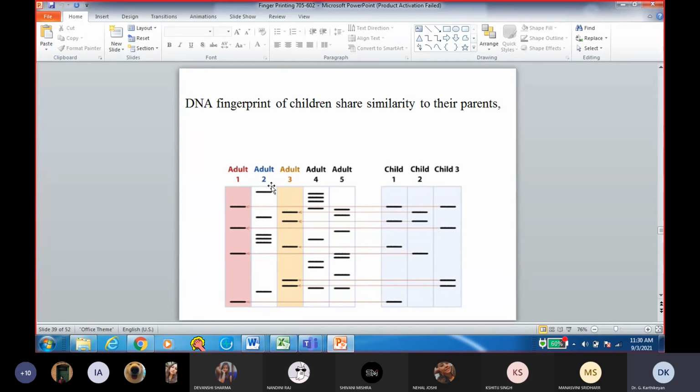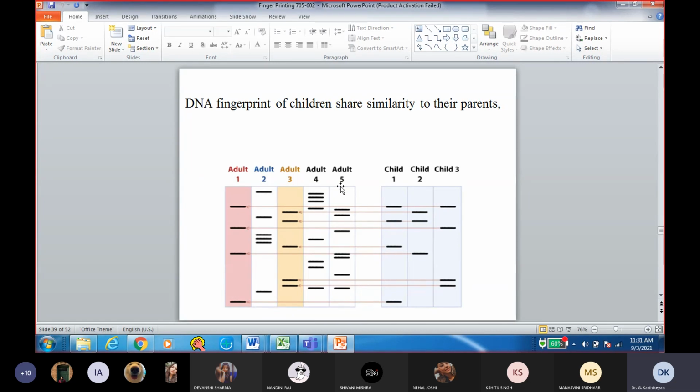So obviously, none of them match to adult 2, none of them match to adult 4 or adult 5. Okay, so it is probably adult 1 and adult 3. Okay, all the children belong to adult 1 and adult 3. It's not to any of these.